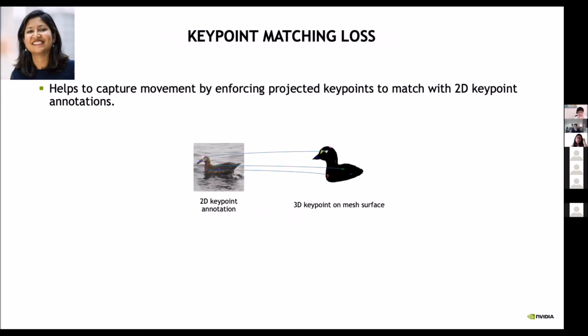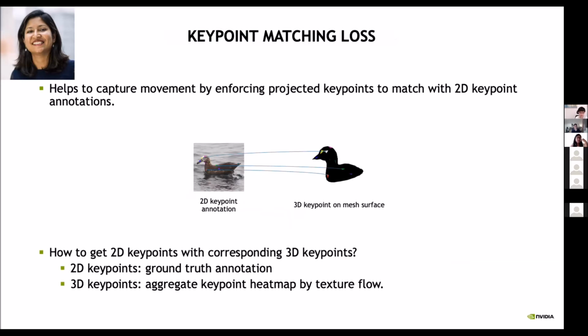As shown here, given an instance, if we know both its 2D key points and their corresponding 3D key points on the mesh, we can encourage our model to correctly deform the 3D shape by matching the projections of the 3D key points to their 2D key point annotations. But the question is, how can we obtain both the 2D key points with their corresponding 3D key points on the mesh's surface? Our solution is as follows. For the 2D key points, we employ ground truth annotations. And to find the 3D key points, we compute aggregated key point heat maps using the texture flow.